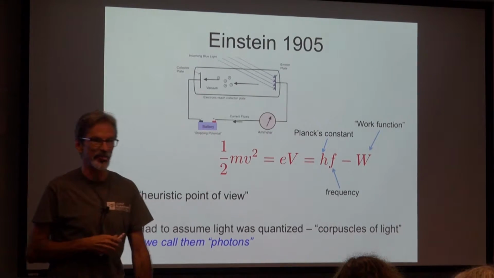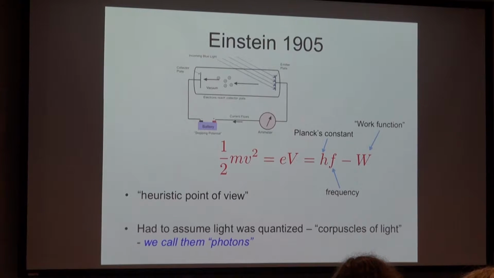So this was a real conundrum, which led to Einstein's paper in 1905, where he wrote down essentially this trivial equation: 1/2 mv squared. In other words, the kinetic energy of the electron coming off is just proportional to the frequency of the light times a constant, which we call Planck's constant, minus the work function. This is just a detail about the surface. So it's a constant. It's different for sodium than cesium than aluminum and everything.